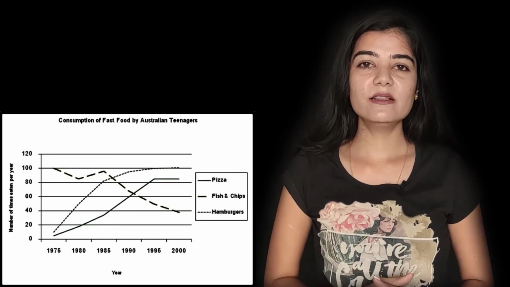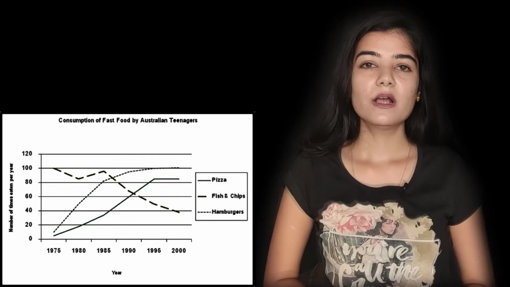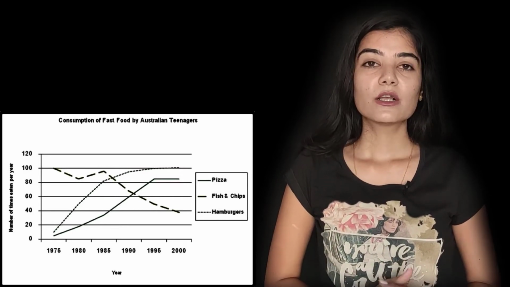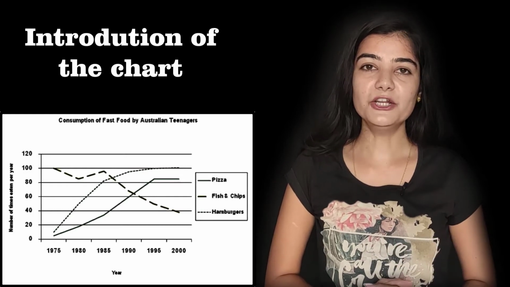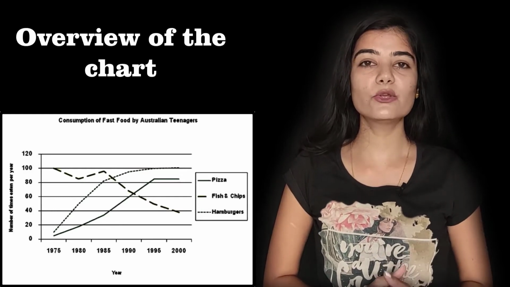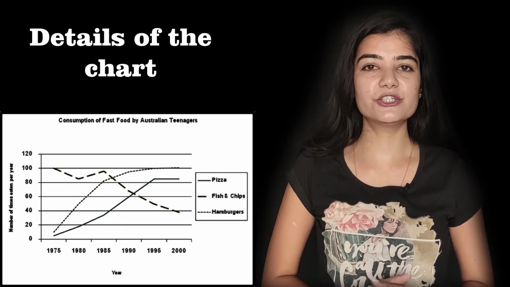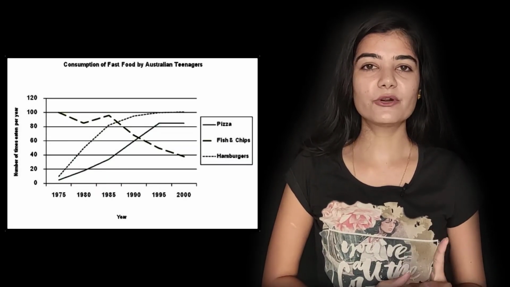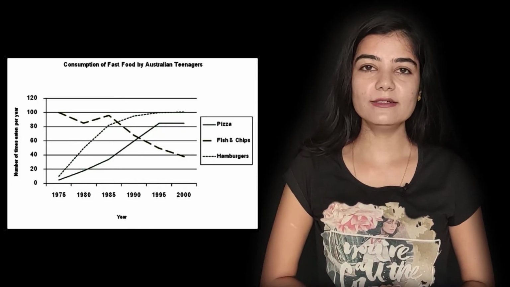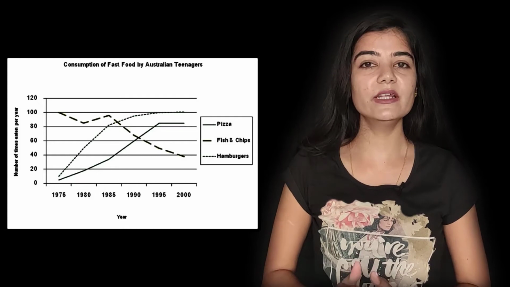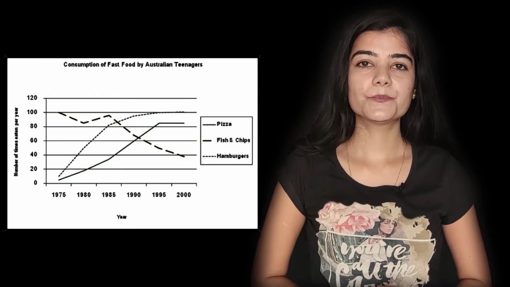So as you have seen the line graph, if you want to describe a chart, you have to divide your graph into three sections. First is the introduction of the chart, second is the overview of the chart, and third is the body, or giving details of the chart. Let's go into the introduction of the chart.